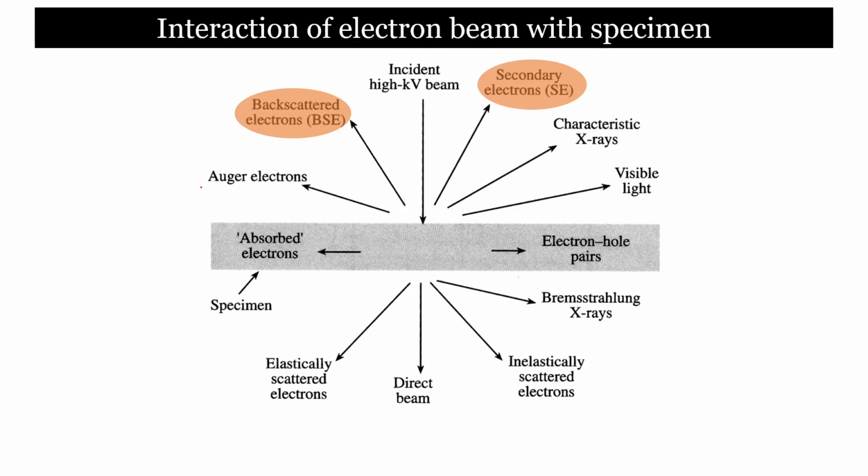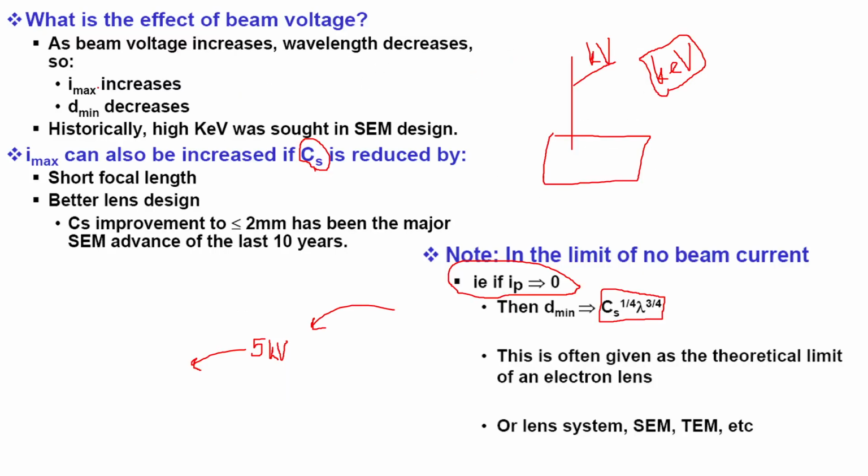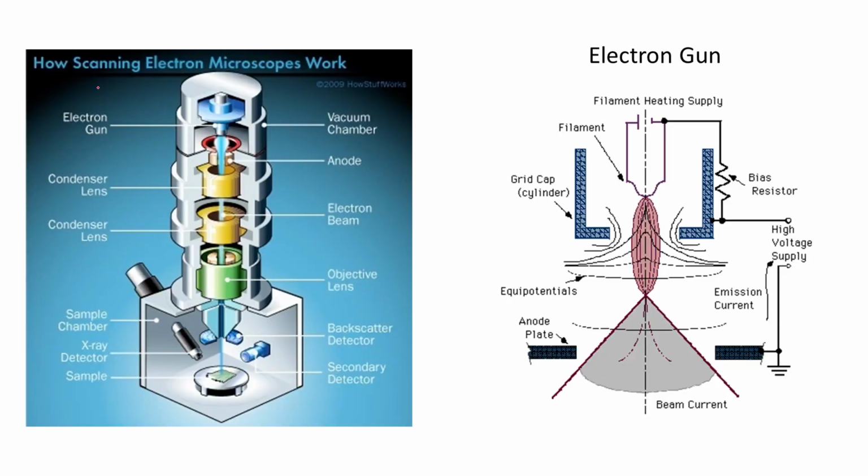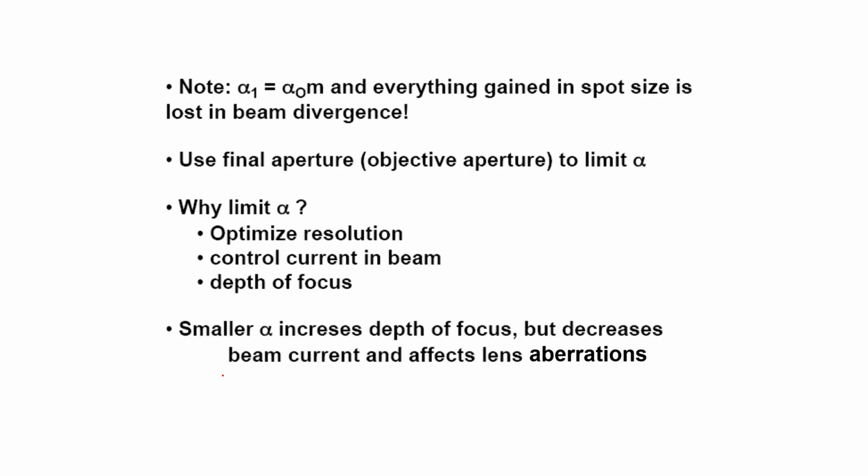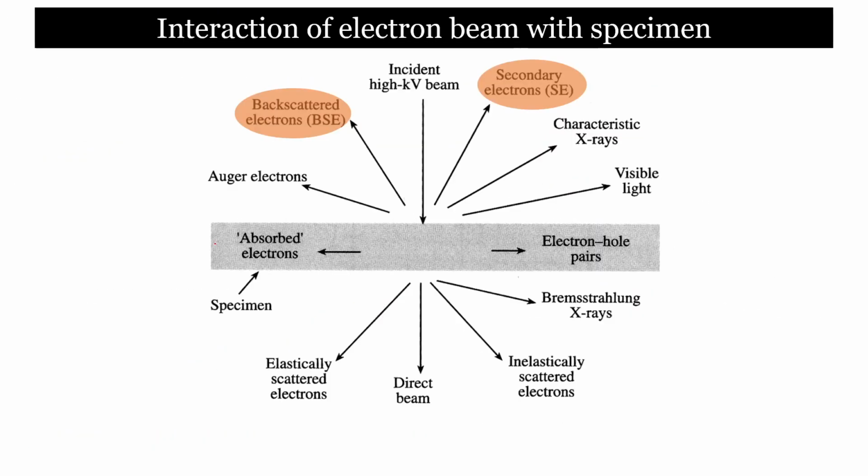Then I would like to discuss, if I see the basic ray diagram, till now we have seen the electron gun and how the condenser lenses, the apertures, and the aberrations from the condensers and the objective lens affect the electron beam. Now the specimen will interact with the electron beam, and then it will emit different radiations. So now we will study the interaction of the electron beam with the specimen. This one is the incident electron beam.